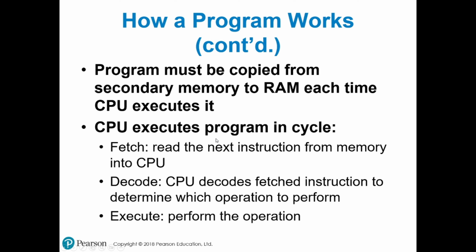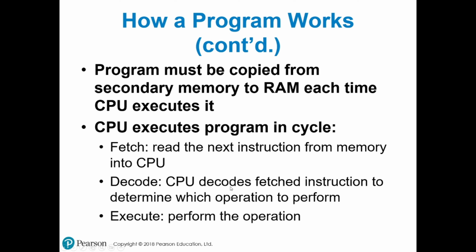The CPU executes any program in a cyclic process. What are the main three parts of the cycle? Fetch, decode, and execute. Fetch is nothing but reading the instruction from the memory of the CPU, so basically a read operation. And then the CPU performs the operation specified by the instruction, which is the execution.